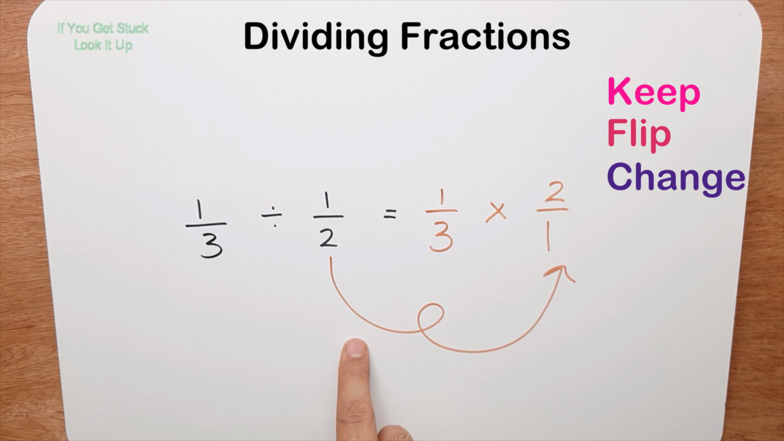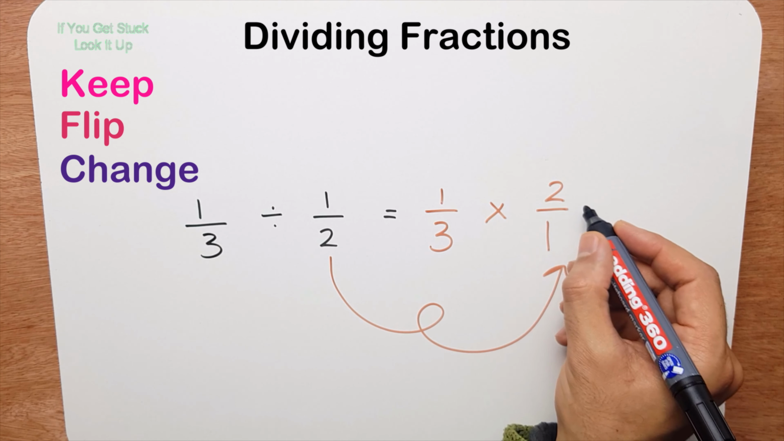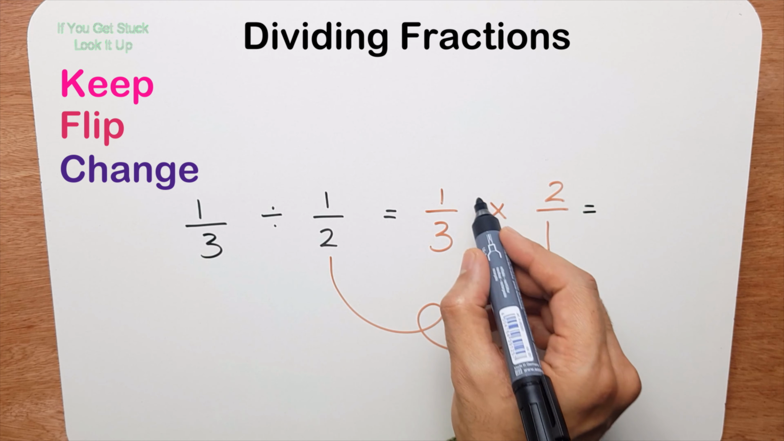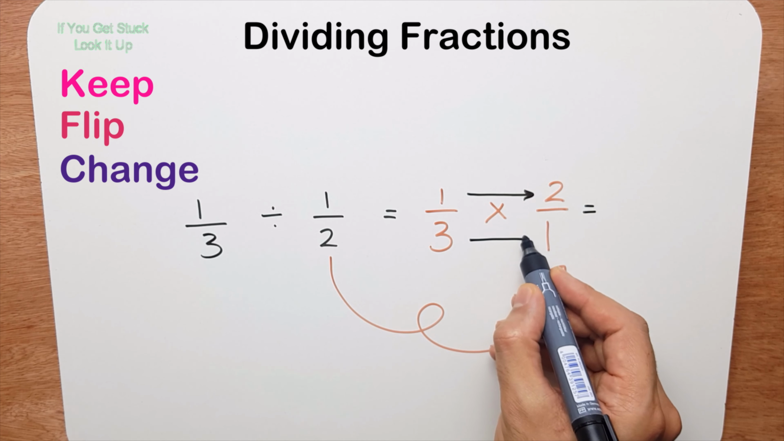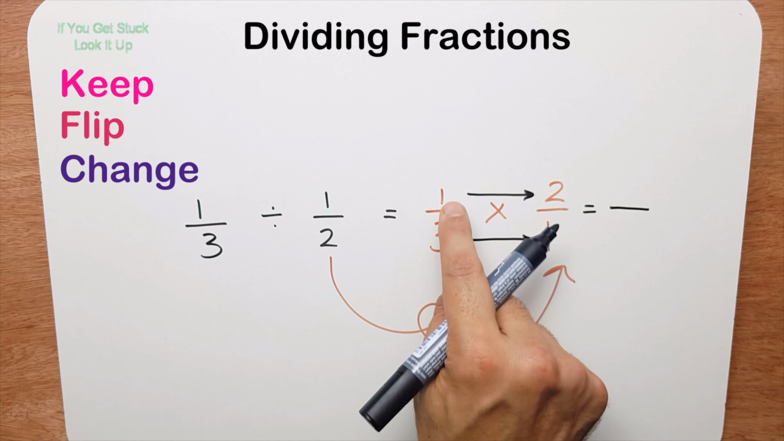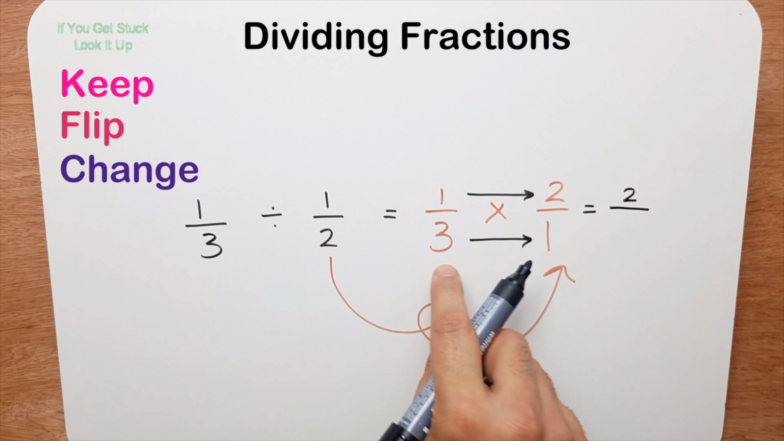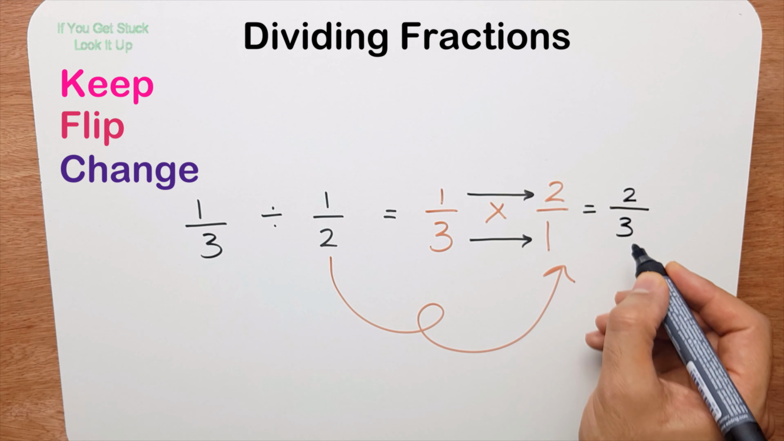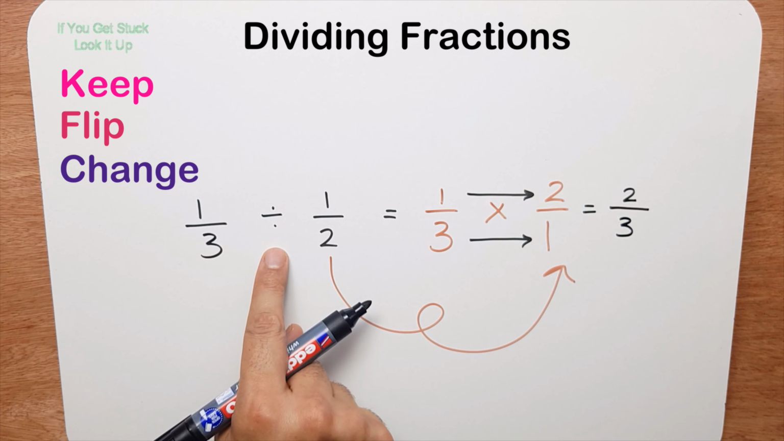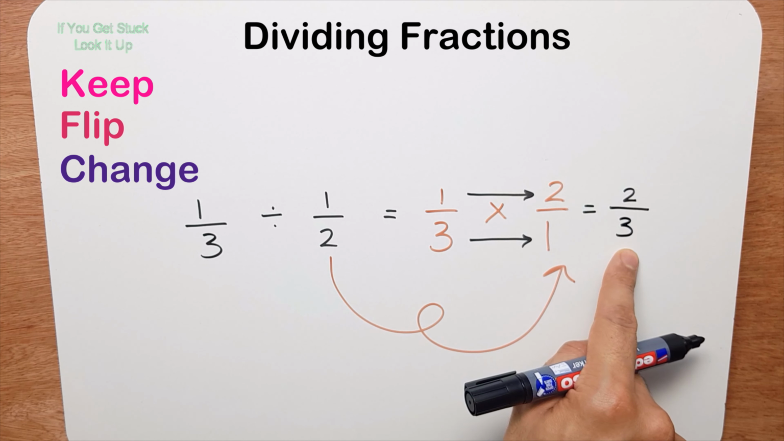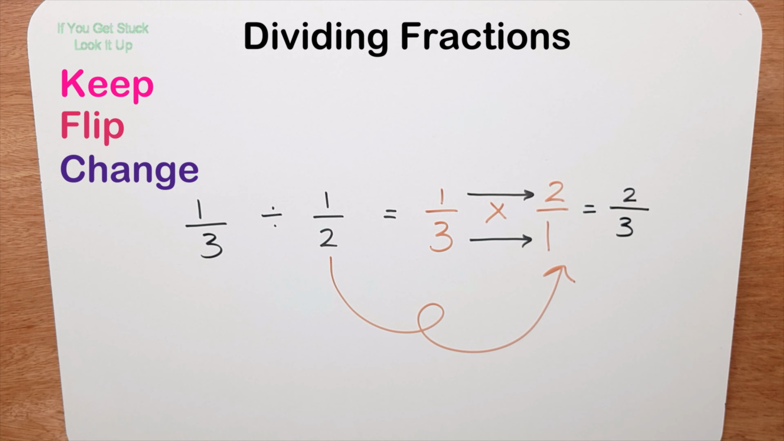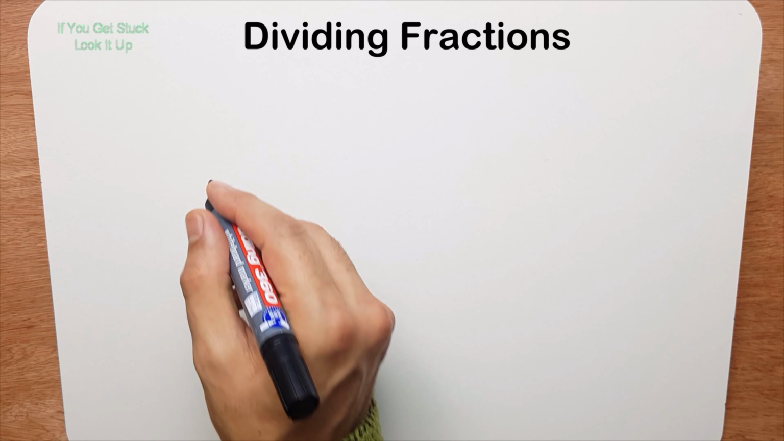If you notice, it's very similar to the previous method I showed you, but some children have been taught this KFC. So now you're multiplying two fractions, and you multiply straight across. Fraction line. 1 times 2 is 2, and 3 times 1 is 3. So 1/3 divided by 1/2 is 2/3. It gives the same result. So this is the KFC method. Keep, flip, and change.